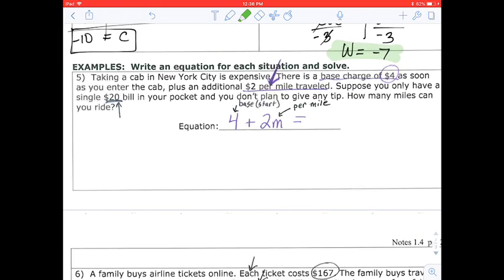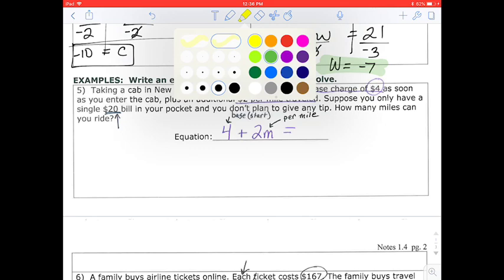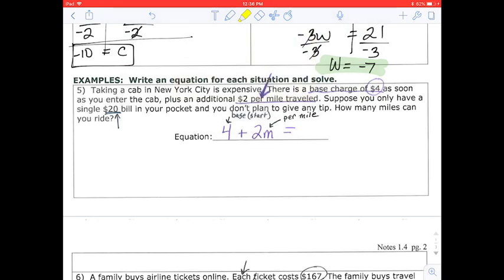We are going to write equations for word problems here. So we're going to read the question carefully. And it looks like they've started the equation for us. So taking a cab in New York City is expensive. There is a base charge of $4 as soon as you get into the cab, plus an additional $2 per mile traveled. If you only have a single $20 bill in your pocket and you aren't planning to give any tip, how many miles can you afford to go in that taxi?